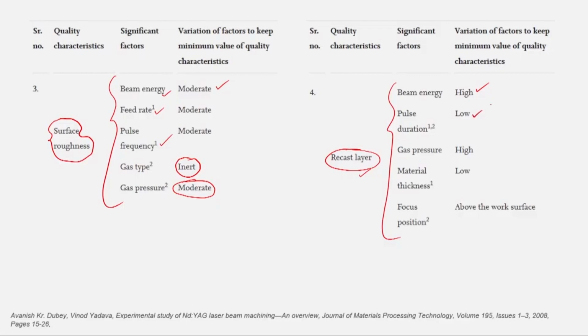Pulse duration should be low, so that we can generate high density of laser power. The pressure of the gas should be very high, so that whatever material removal is there due to the melting, because melting we cannot avoid, some portion is vaporized and some portion is melted. The remaining portion, which is melted, has to be completely removed by using the inert gas flow. Material thickness has to be low. If more material is there, naturally more deposition or recast layer would happen.